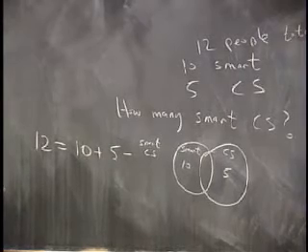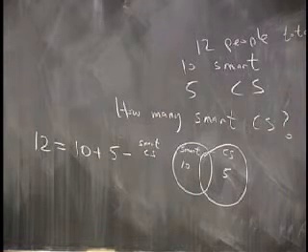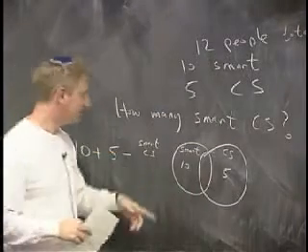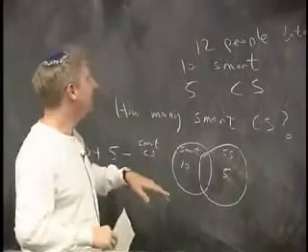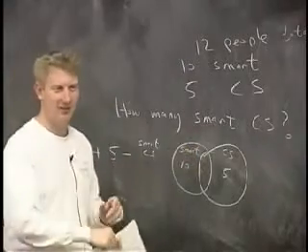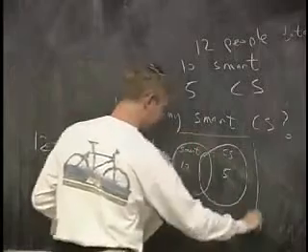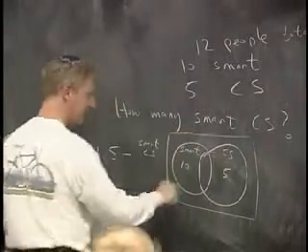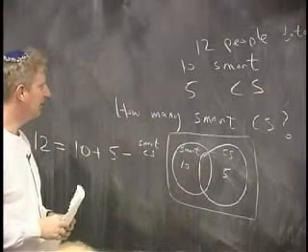Why isn't it 3? Because that 5 can be in the universe. You have to draw everybody in. There could be non-smart people too, and non-computer scientists. There may be 2, there may be 1, there may be 0.